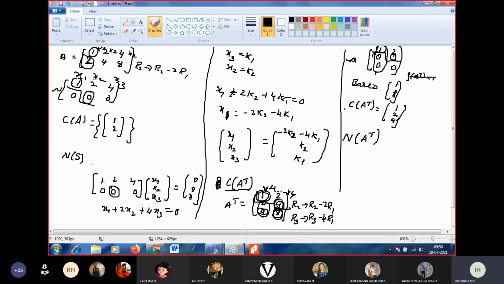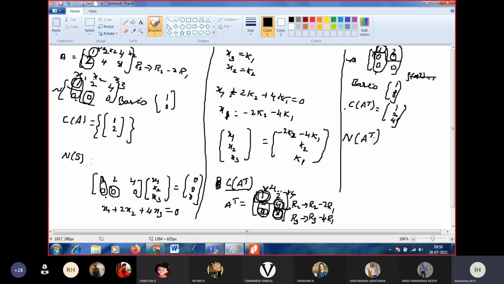So we are finding the basis. The basis for the row space is 1 0 0. For the column space, what is the basis? 1 0 is the basis. So they are asking us to find the basis. So the basis is 1 0 only. For the null space also the basis is 1 0.